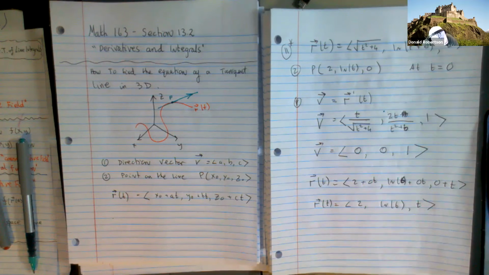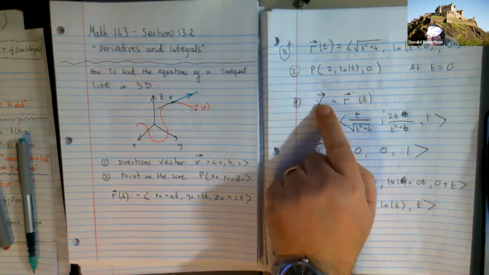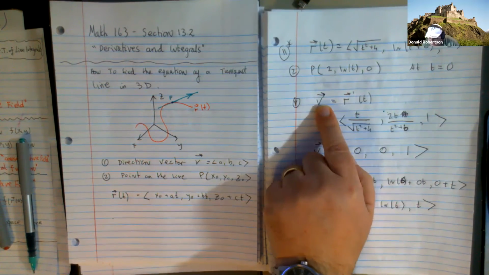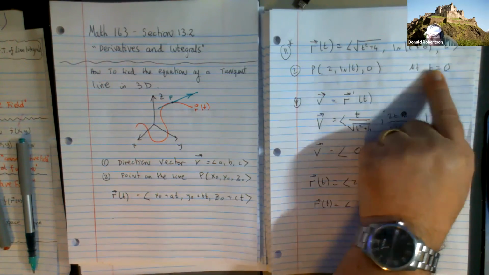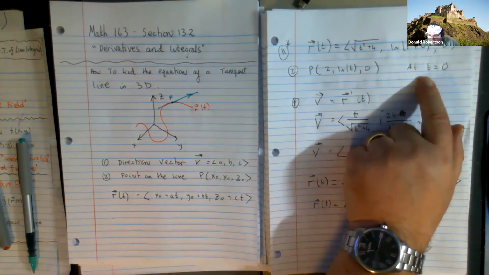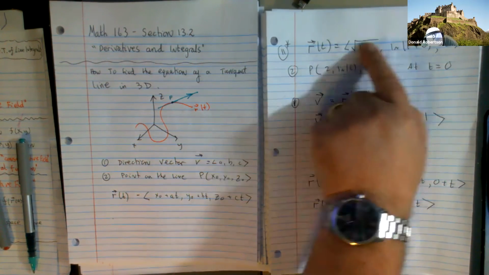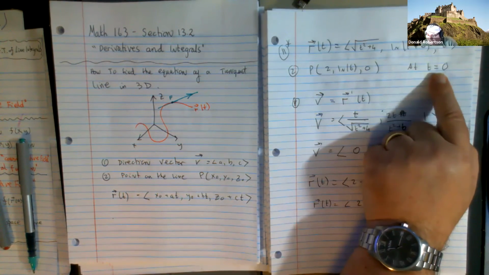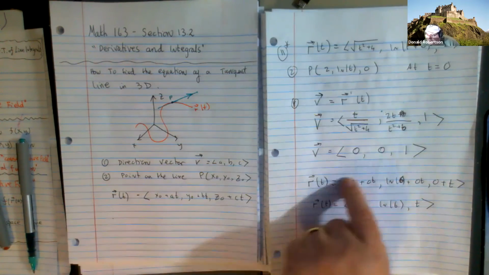So to find the equation of a tangent line, you need to know a point and you need to know the direction vector. You can get the point because they will tell you, or they will tell you t equals 0, whichever one they decide they're going to give you. And to get the direction, it's a derivative of the space curve evaluated at whatever this t value is. And you put those together, boom, you got your answer.